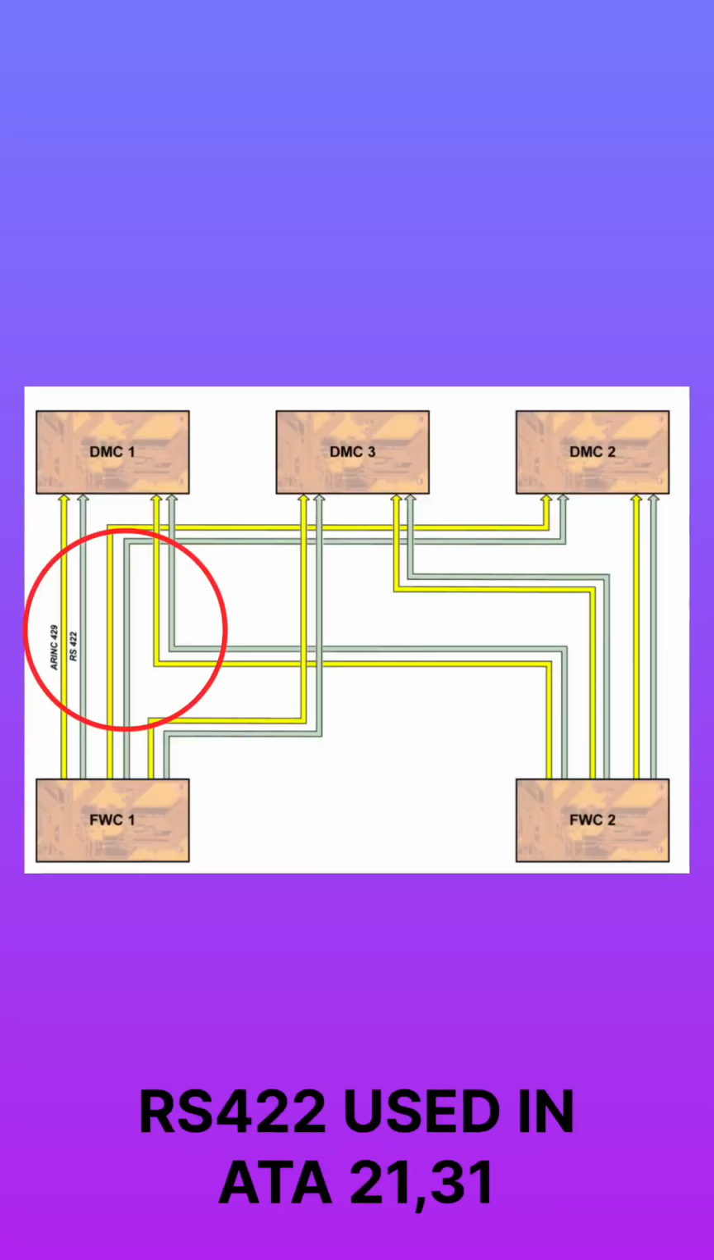Now we will talk about the RS422 bus. You will find it in ATA 21 and 31. Let's take one example. The RS422 standard facilitates robust, long-range serial communication and is primarily used for maintenance data buses, that is, the aircraft condition monitoring system reports, the flight data interface and management unit, and communication between specific avionics units and ground support equipment. It is used for transferring raw flight data to the quick access recorder.